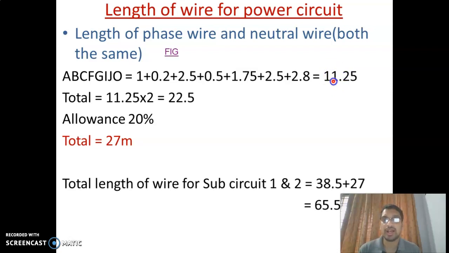Similarly we have to calculate the length of neutral wire. Both the phase and neutral wire lengths are the same. So multiplying 11.25 by 2, we get 22.5. Applying the allowance of 20%, you get 27 meter. So this is the length of wire required for installing the power circuit.